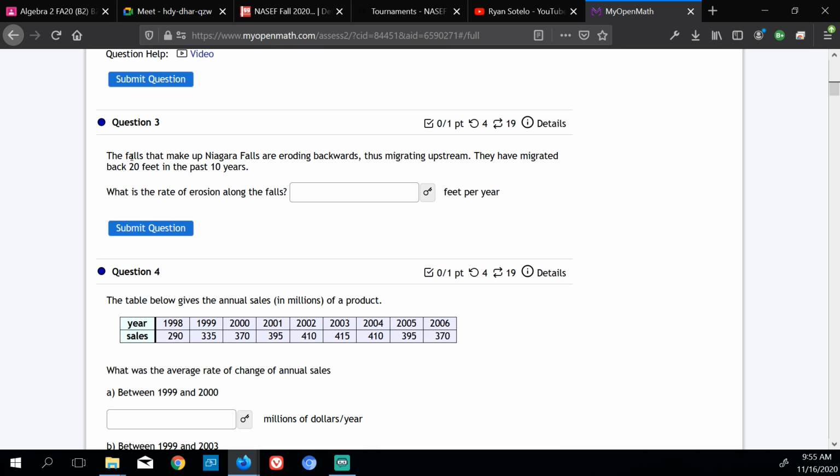The falls that make up the Niagara Falls are eroding backwards, so the cliff is sort of receding as mud gets taken by water. It's gone back 20 feet in the past 10 years, so feet per year should be 2. Good.